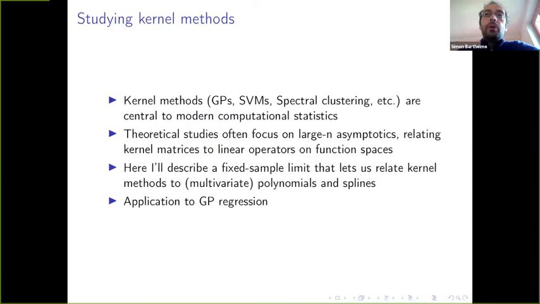What I'm going to show here is a theoretical study of kernel methods, but it's not one that relies on large N asymptotics. It's a fixed sample limit that works rather differently. So instead of assuming that the data is going to become infinite, I'm just going to let one of the hyperparameters of the kernel function go to 0. Application to Gaussian process regression, where we'll see that in this limit, we can relate Gaussian process regression to well-known methods like polynomial regression.